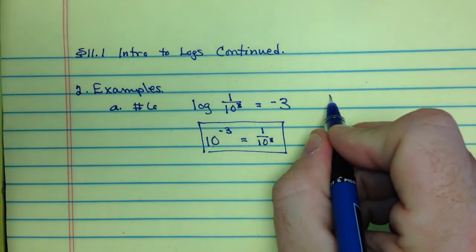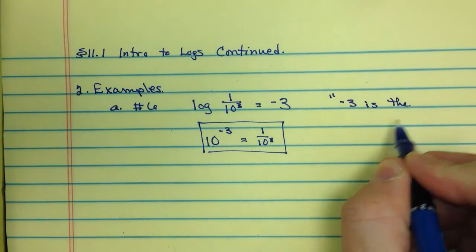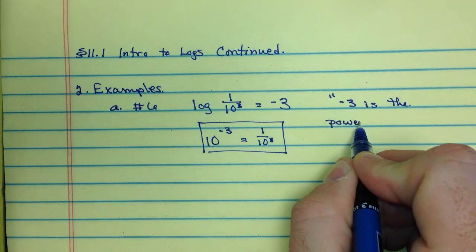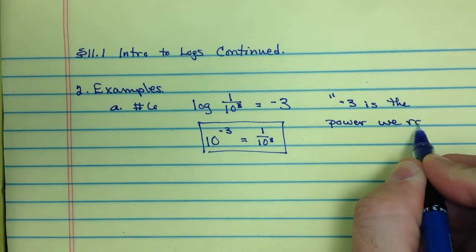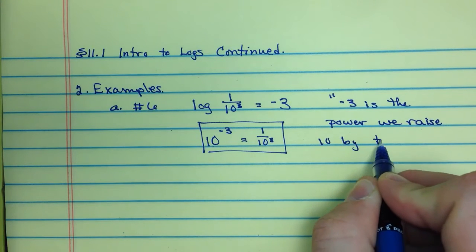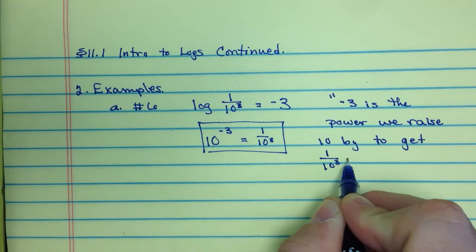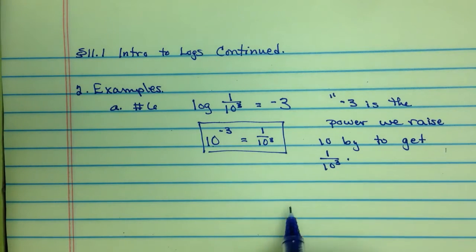So let me write that in words. Negative 3 is the power we raise 10 by to get 1 over 10 cubed. And we just put that in a mathematical equation, and it's just like that. So that's how you do those. So now let's look at number 18.